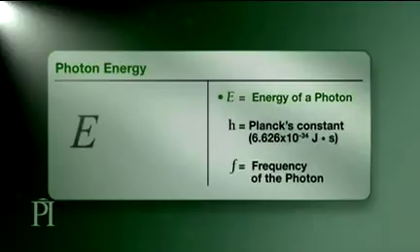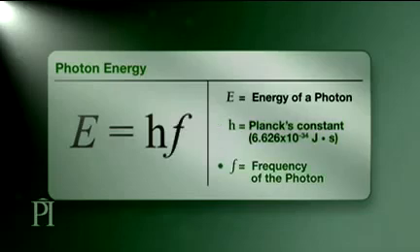The energy of a photon is equal to the product of Planck's constant and the photon's frequency. The higher the frequency of a photon, the more energy it has.